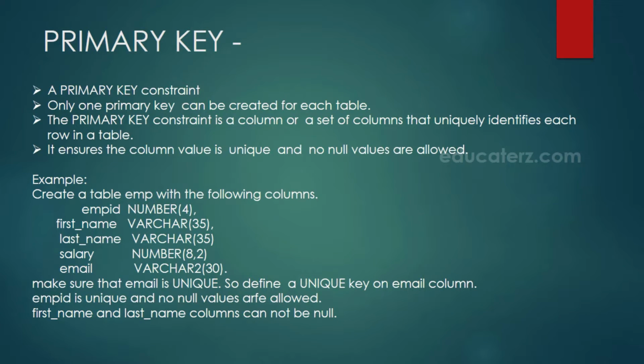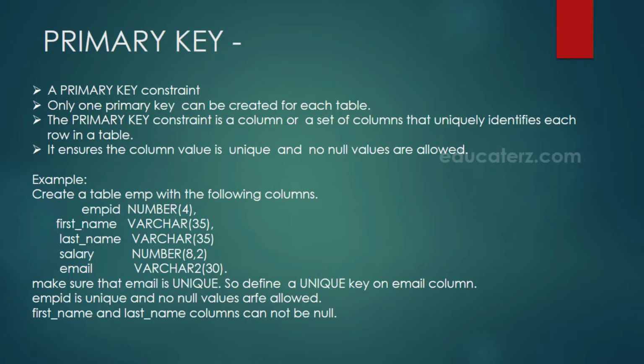Primary key constraint. Only one primary key can be created for each table. The primary key constraint is a column or a set of columns that uniquely identifies each row in a table. It ensures the column value is unique and no null values are allowed. This is the property of the primary key. So you can define a primary key on a single column or a set of columns, which uniquely identifies the rest of the row information.